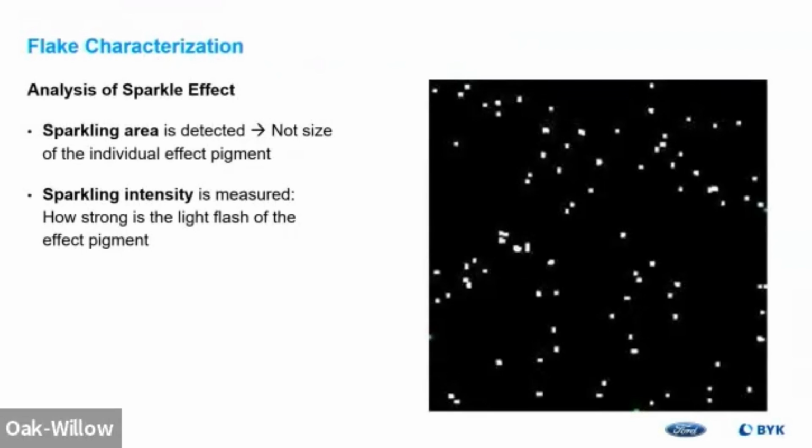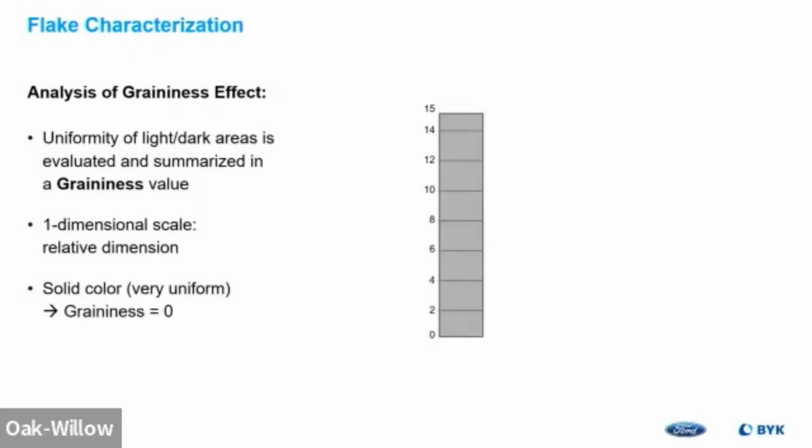Sparkle has 2 components. If you just look at your delta sparkle, so your DS number, you're basically looking at a delta E value. So just like with color, you really need to break it down into what direction you're actually going. Sparkle has 2 components, sparkle area and sparkle intensity. Graininess value is 1-dimensional. It goes from 0 to 15.